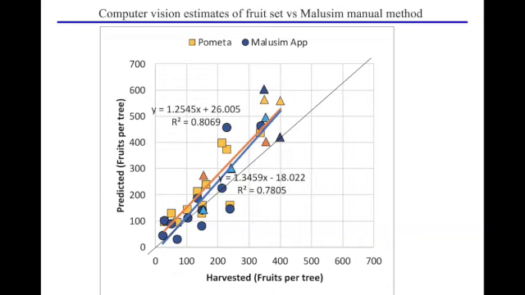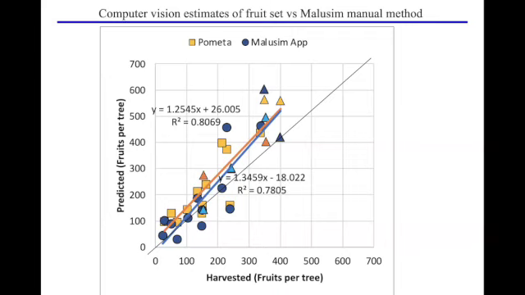And this showed how well we predicted the final fruit number with either the MaluSim model or with the Pometa computer vision system. And the results were really impressive. We were very good at estimating how many fruits were on the tree as early as the first week of June using the Pometa system or the MaluSim fruit growth rate model system.